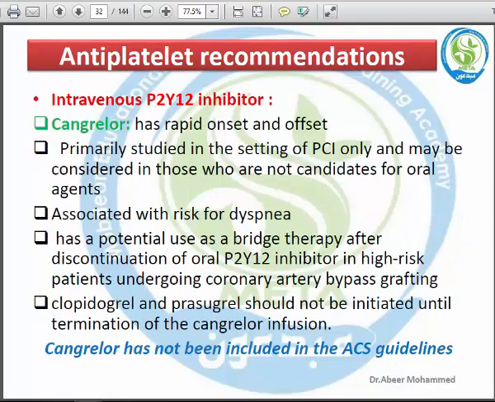IV P2Y12 inhibitor اللي هو الكانجريرول has a rapid onset and offset but no more included في ال acute coronary syndrome guidelines لأنه عنده high bleeding profile ممكن يؤدي لبليدنج، عشان كده لحد هسي ما دخل في الأمريكان guidelines. Also الكانجريرول associated with risk of dyspnea.